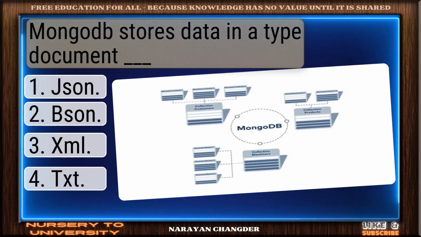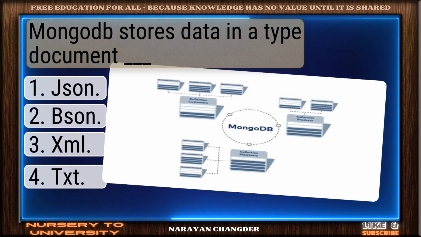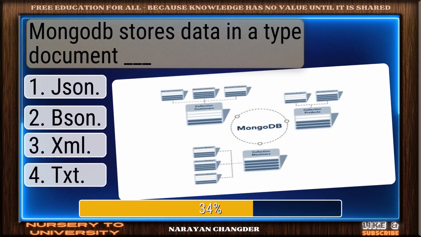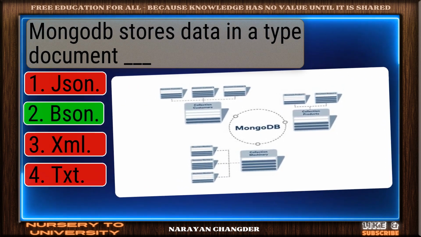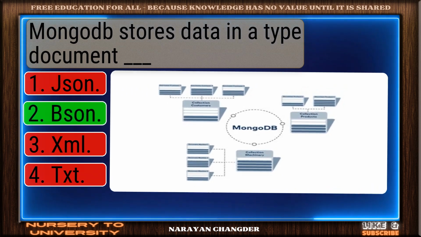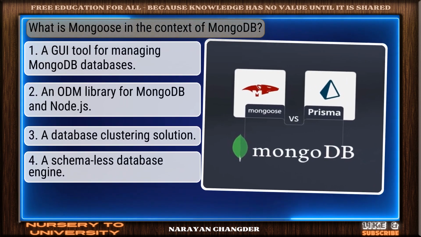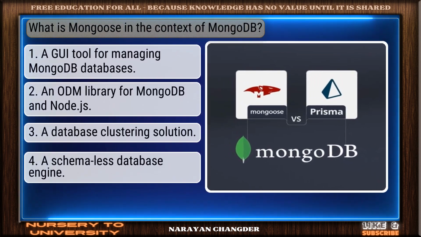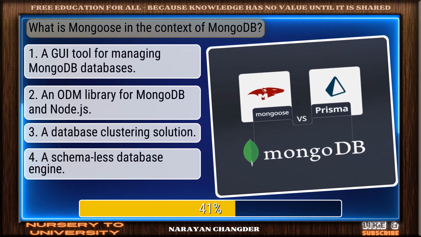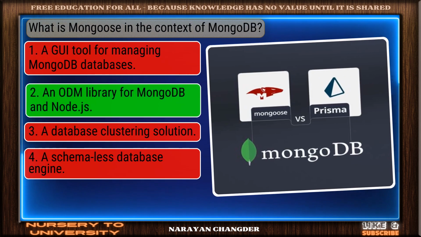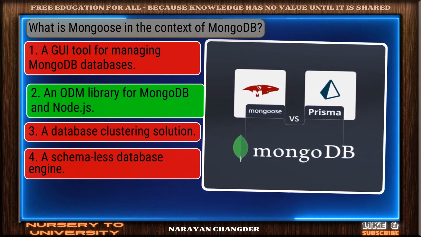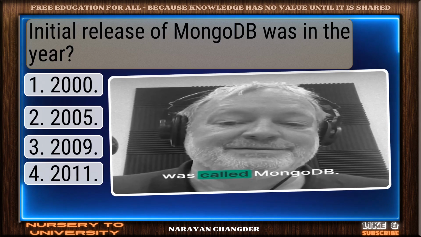Question number 17. MongoDB stores data in a typed document dash. Right choice. BSON is the best answer. Question number 18. What is Mongoose in the context of MongoDB? Bravo. An ODM library for MongoDB and Node.js is the answer. Question number 19.